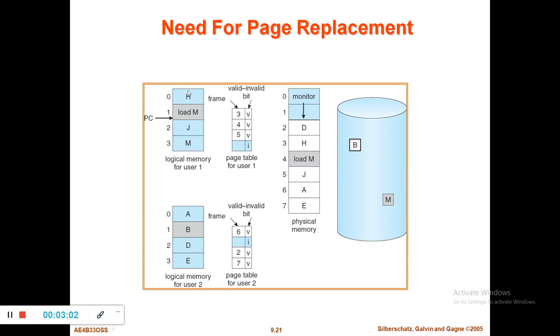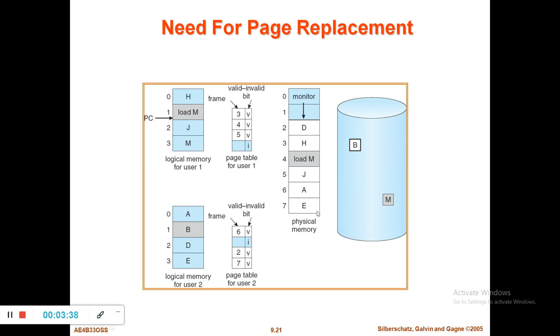So how is it going to work? Need for page replacement. When you load an instruction M, and that resides in frame 4, it is marked valid. That page resides in the fourth frame, and that bit is set to valid, meaning that page is in the table. Here is the logical memory for user 1 and the page table for user 1. Like that, the logical memory for user 2 and the page table for user 2, with pages A, B, D, E. The valid and invalid bits are 6 to 1.